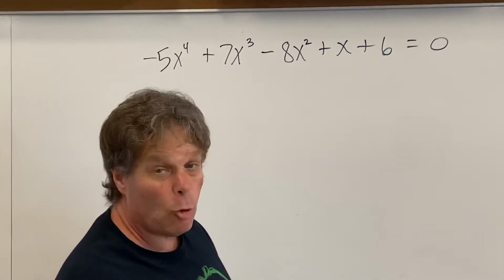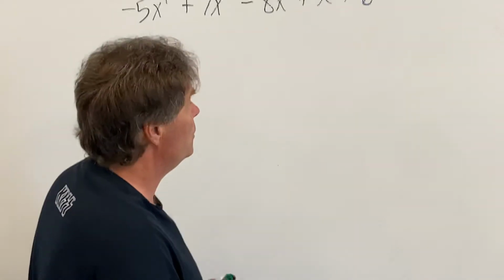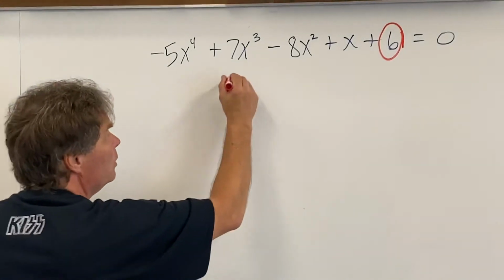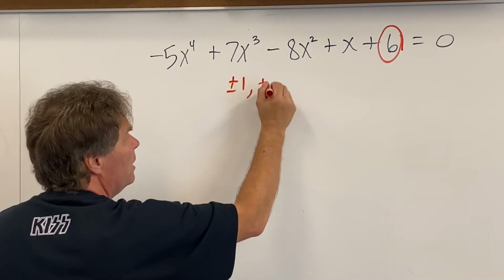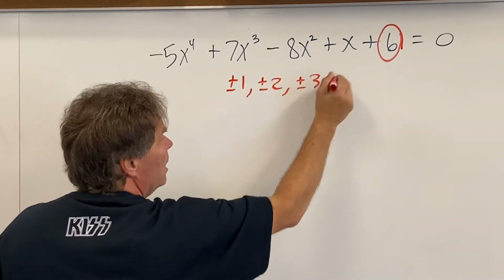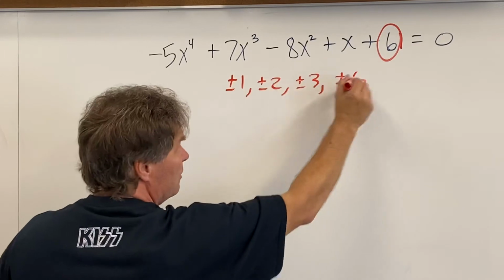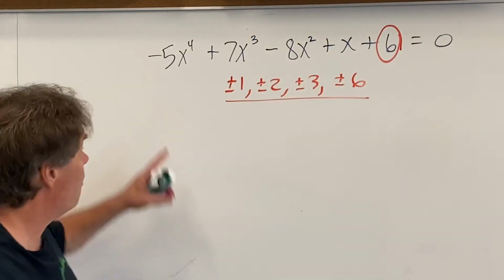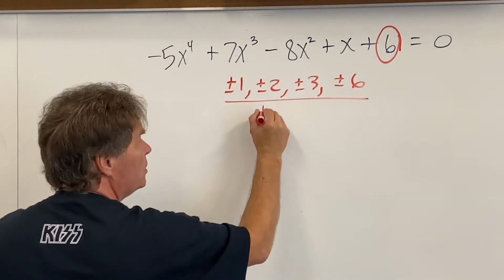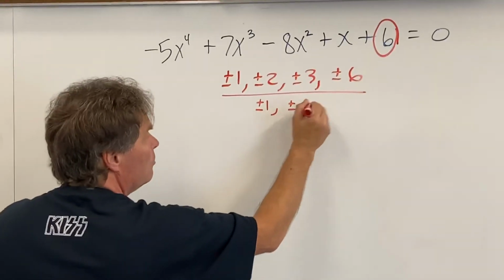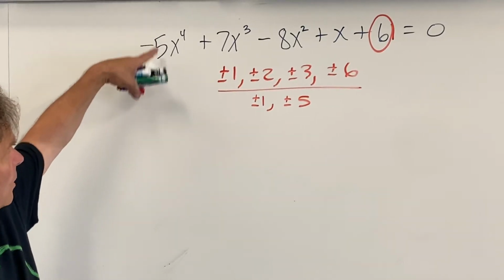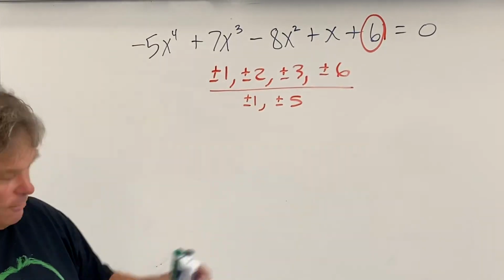Now, according to the rational root theorem, the factors of the constant on top, which is 6, are plus or minus 1, plus or minus 2, plus or minus 3, plus or minus 6. Those are the factors of 6. Then the factors of the leading coefficient on bottom are plus or minus 1 and plus or minus 5, because we don't worry about the minus. Just the number 5. 1 and 5 are the factors.